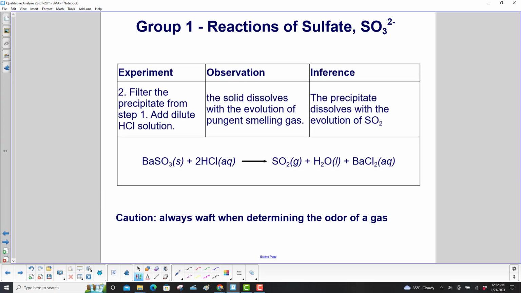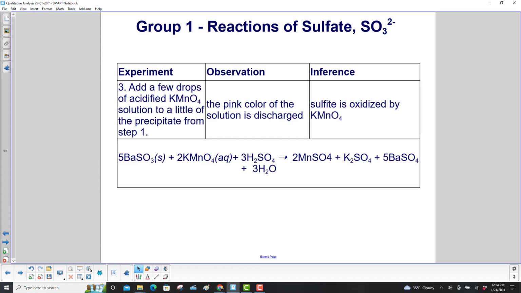Step 2. Filter the precipitate from Step 1. Add dilute hydrochloric acid solution. Observation: the solid dissolves with the evolution of a pungent smelling gas. The precipitate dissolves with the evolution of sulfur dioxide. Caution: always waft when determining the odor of a gas. 3. Add a few drops of acidified potassium permanganate solution to a little of the precipitate from Step 1. Observation: the pink color of the solution is discharged. Inference: sulfite is oxidized by potassium permanganate.